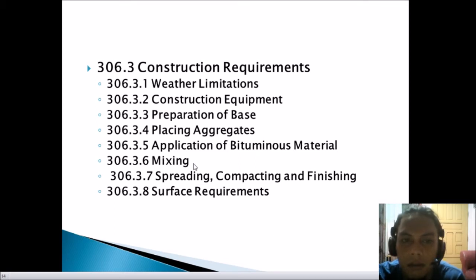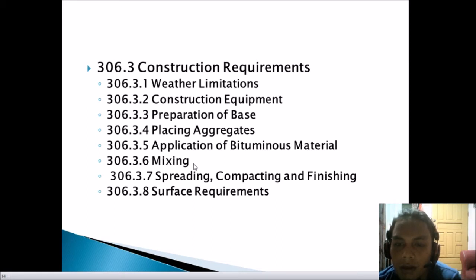So next is 306.3.3, the preparation of base. It has two phases. First is phase 1, the new aggregates. The new aggregate is to be used for the road mix surface course. The existing base shall be scarified lightly and graded to uniform grade and to the cross-section shown in the plans. So next is phase 2, which is the salvage aggregate.